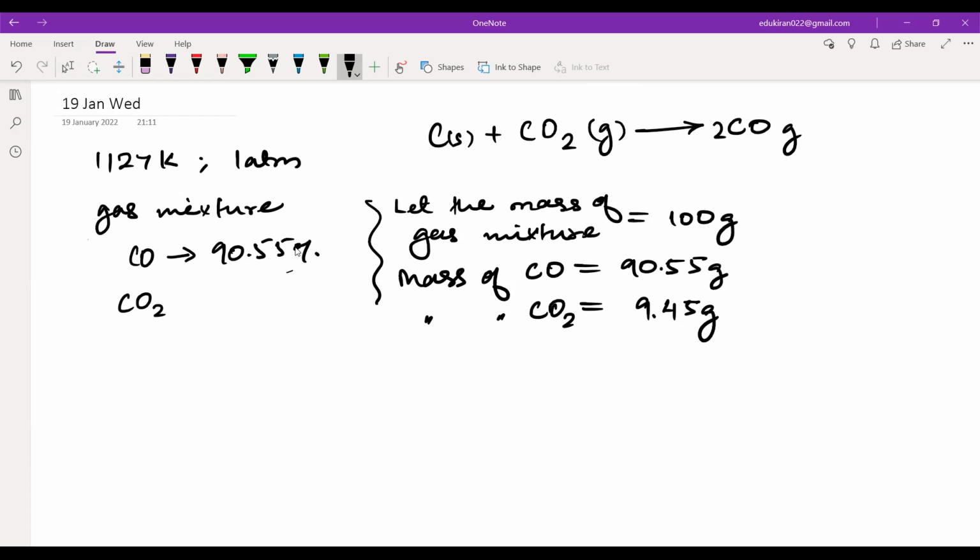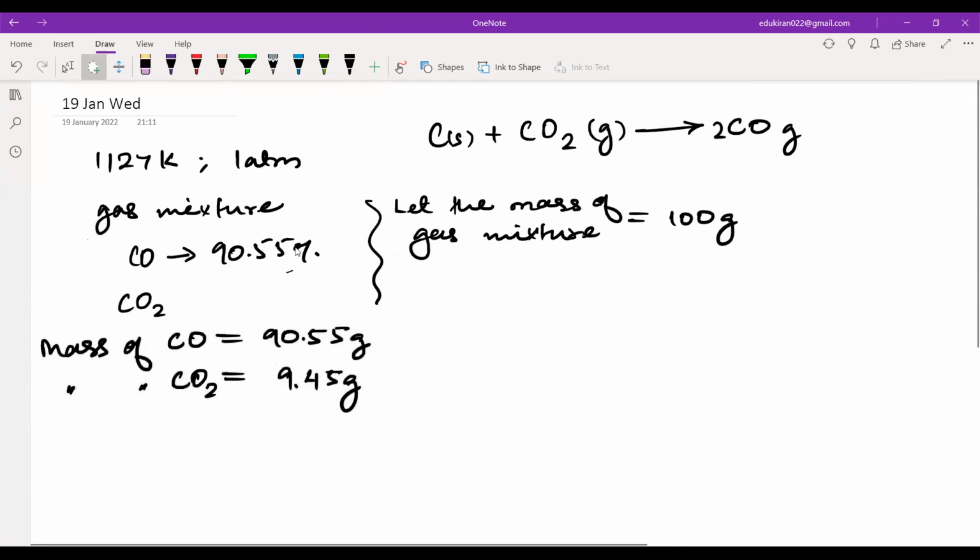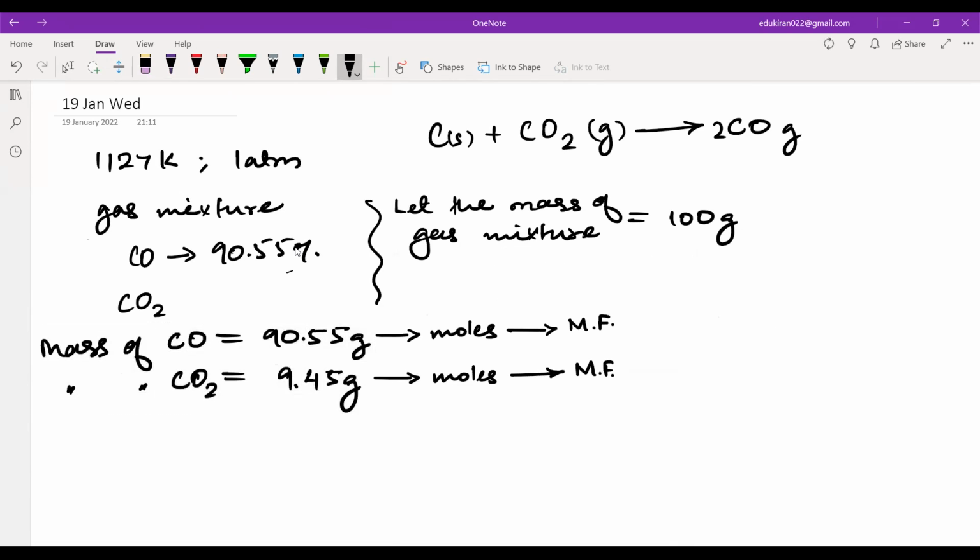So now you have this mass of CO2. Now from these masses, I have the mass of carbon monoxide and the mass of carbon dioxide. So from both of these, I can calculate the number of moles. Yes or no? Tell me. Yes. Okay. From this number of moles, can I calculate the mole fraction for each of them? Yes, sir. That means this will be chi of carbon monoxide and this will be chi of carbon dioxide.